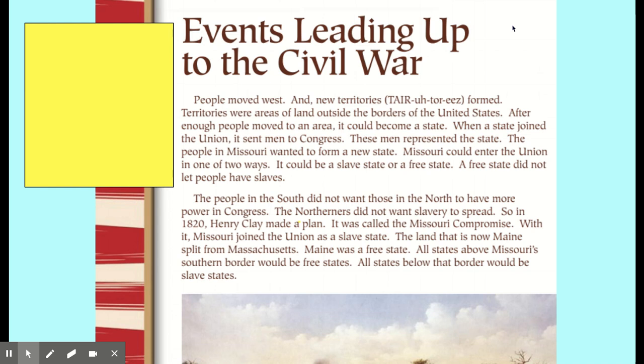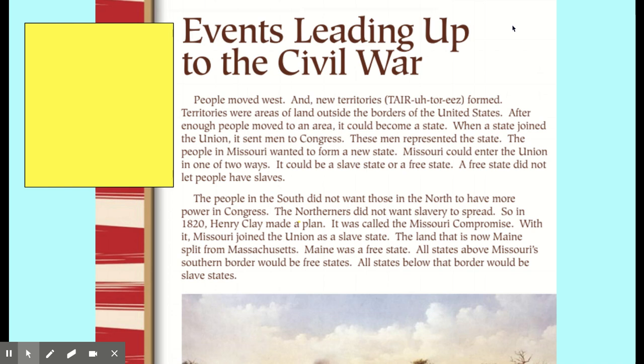Now I'm going to read this paragraph and use my stop, think, and jot strategy to help me think about what this text is mostly about. Now I'm going to start reading. People moved west and new territories formed. Territories were areas of land outside the borders of the United States. After enough people moved to an area, it could become a state.